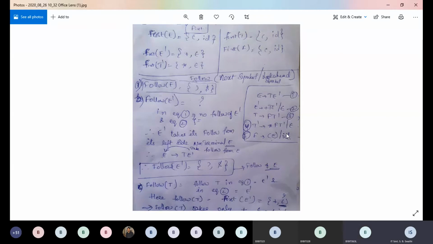Terminal. So this can be taken as first. First of E, capital E, can be replaced with ID. This is one symbol we got. And in the second expression, the first symbol is open bracket. Capital E and close bracket are the remaining symbols which you have to neglect. The first symbol is open bracket.